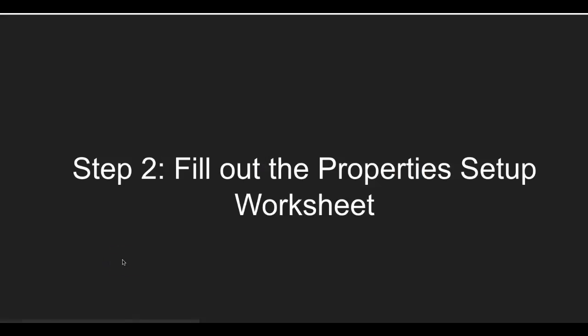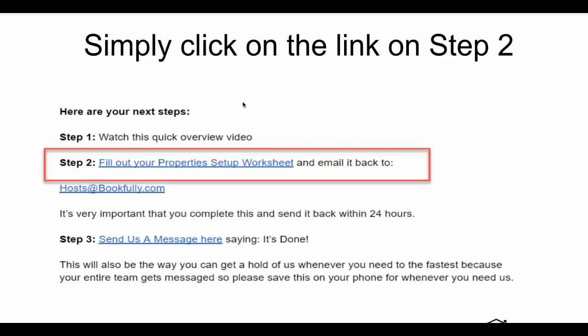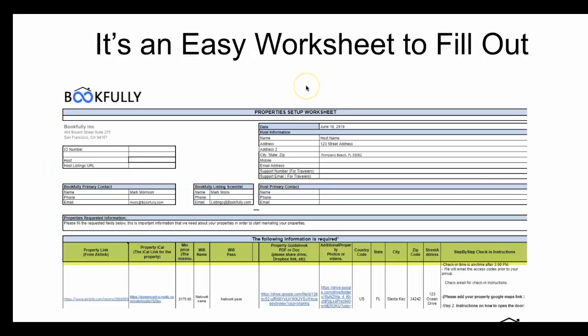Great. Now, your second step is fill out the property setup worksheet. You should have received an email with a one-page setup document that looks like this. Just click on the link on step 2 as you can see here. When you click on the link, it will open up the property setup worksheet. It's a super easy worksheet to fill out. You will realize that we actually do all the setup for you.